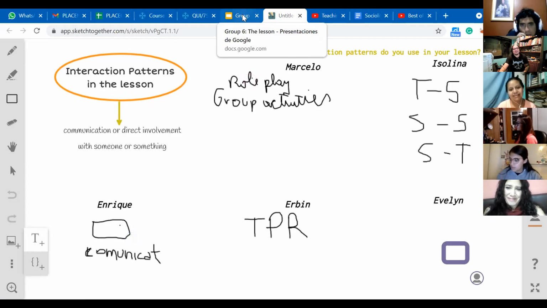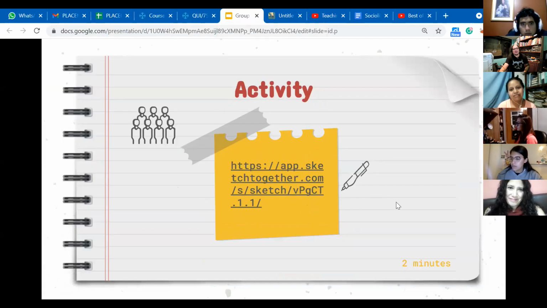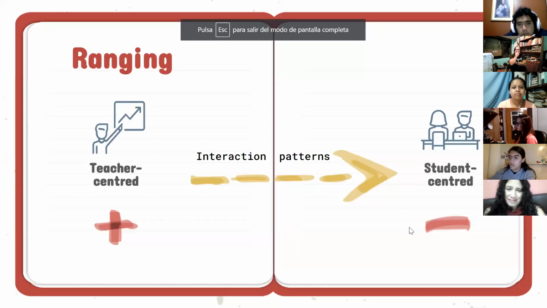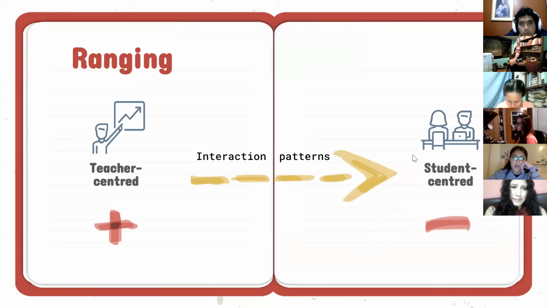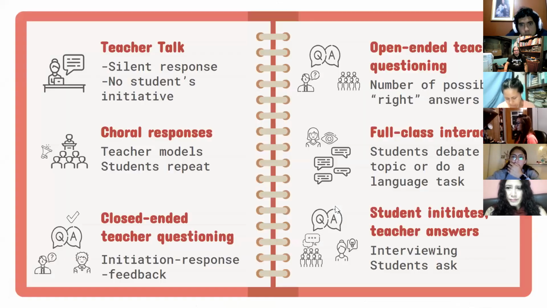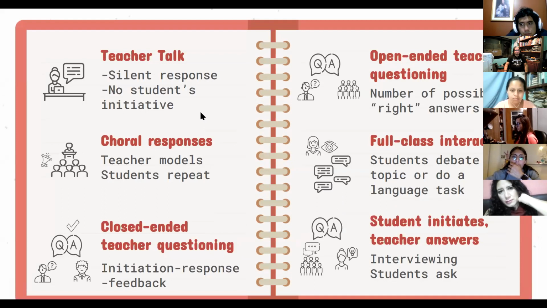The book explains 10 interaction patterns. We're going to start from the most teacher-centered to the most student-centered. So the first one is teacher talk. In this case, we're going to have silent response. The teacher is going to have the center of the task. So that means that students are not going to have initiative or interaction.